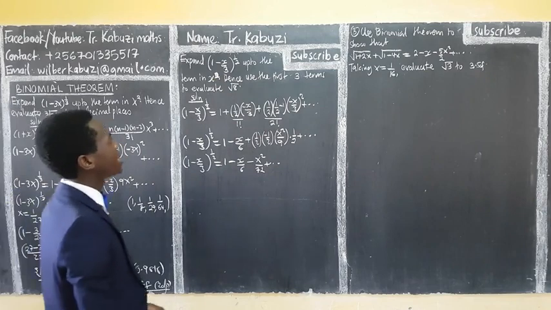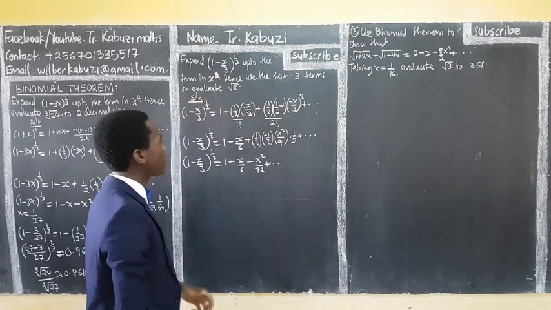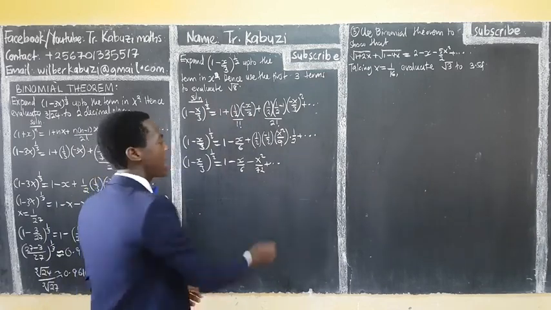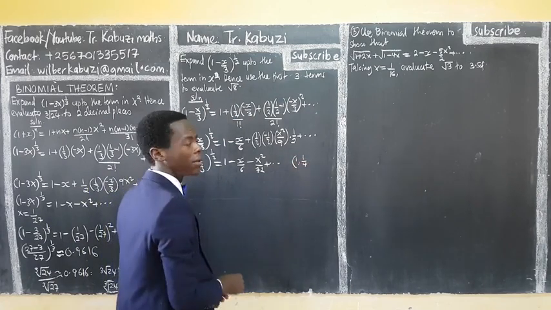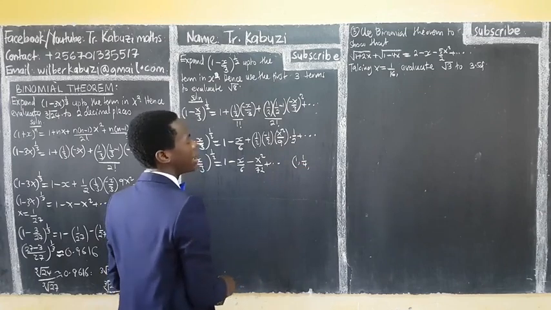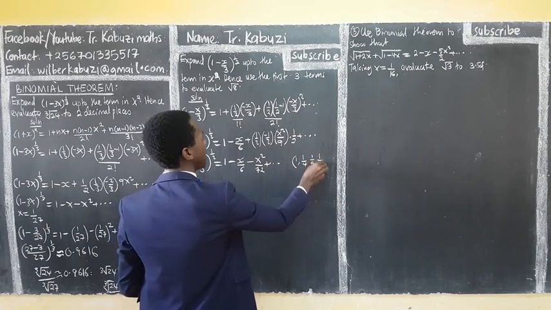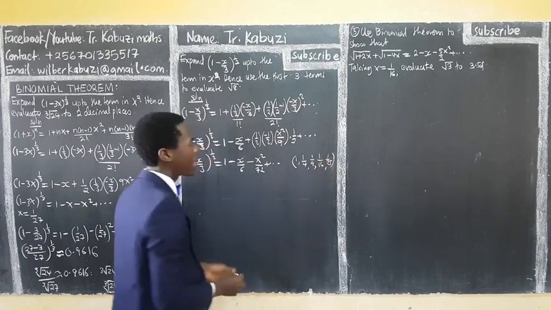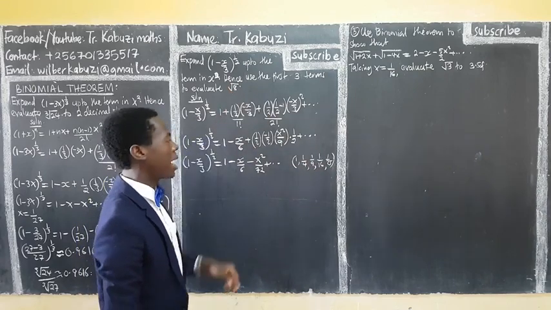Okay, now they're telling us to use the first 3 terms to evaluate root 8. Now root 8 means that they're talking about the square root. Now I deal with square numbers. The first square number is 1. The next is 4, with its reciprocal. The next is 9, its reciprocal is that. The next is 16, its reciprocal is that, and so on. Why am I now dealing with the square numbers? Because I'm dealing with the square root of 8.